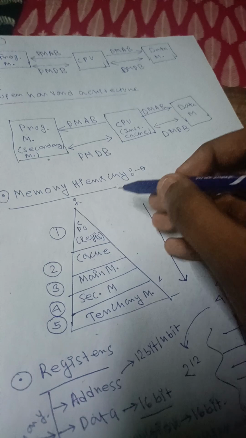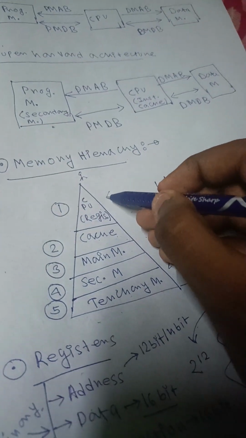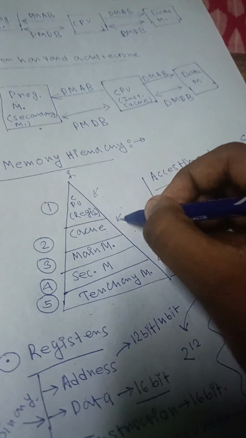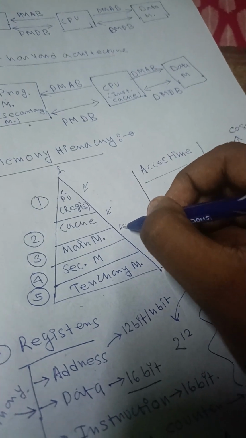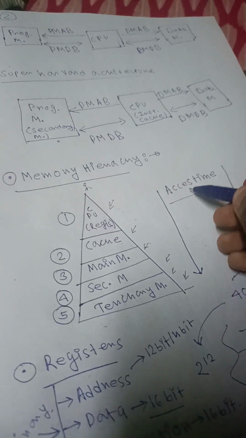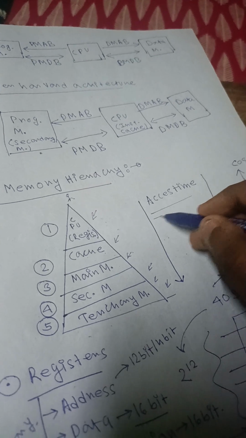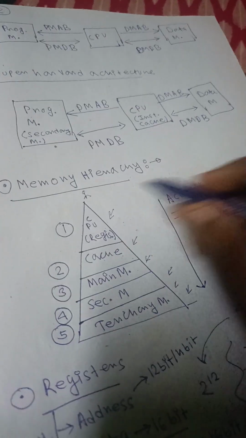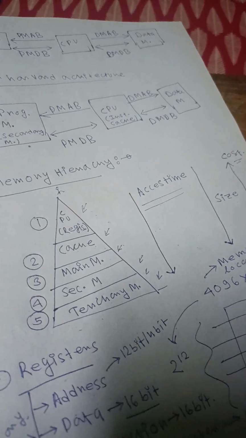The actual reason is, if we search for something, it first looks into the register. If it doesn't find it, it goes to cache. If it doesn't find it, it goes to main memory, then secondary memory, then tertiary memory. So access time is high, and whenever the access time is high, the cost is low. Register has the lowest access time, so its cost is very high.